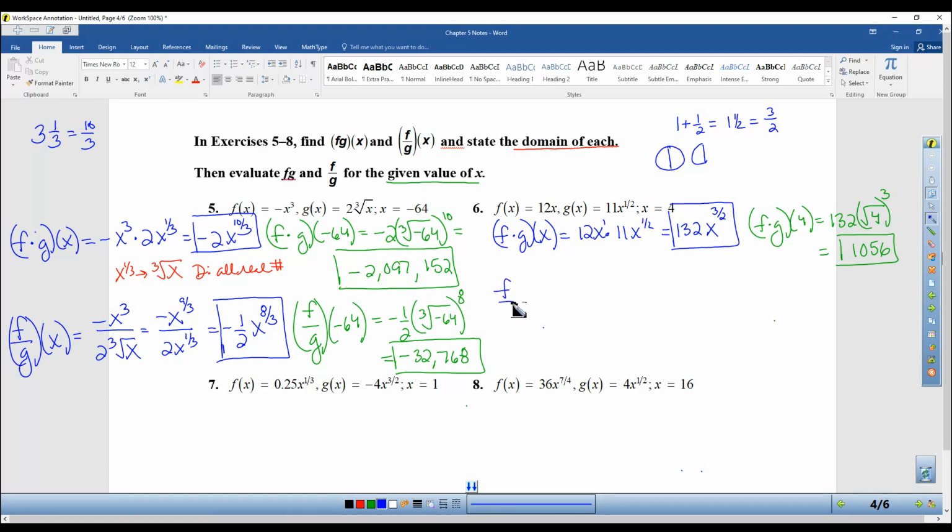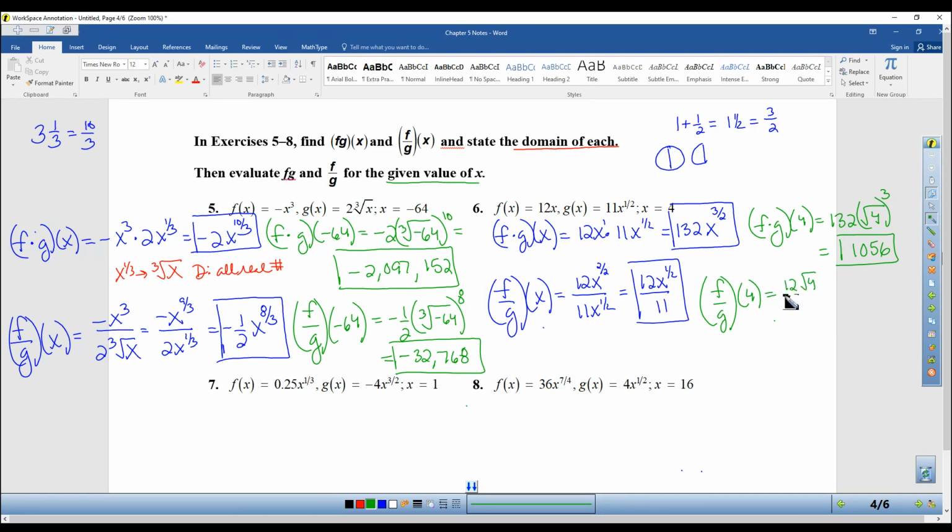And then f over g of x is 12x over 11x to the 1/2. So this is technically to the 1, but I'm going to change it to a common denominator. I'm going to call it 2/2. That way I can subtract my exponents, and I get 12x to the 1/2 over 11. And now f over g of specifically 4 is equal to 12 square roots of 4 over 11. So 12 times 2 is 24 over 11.